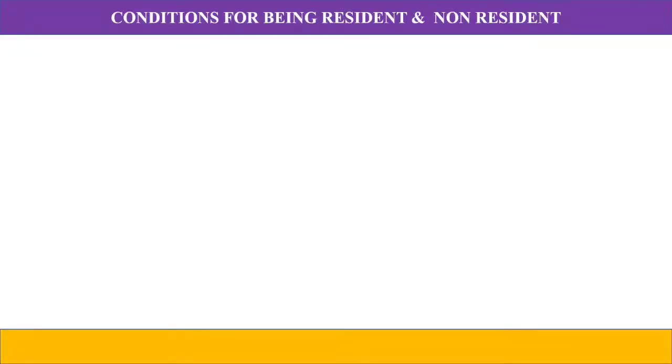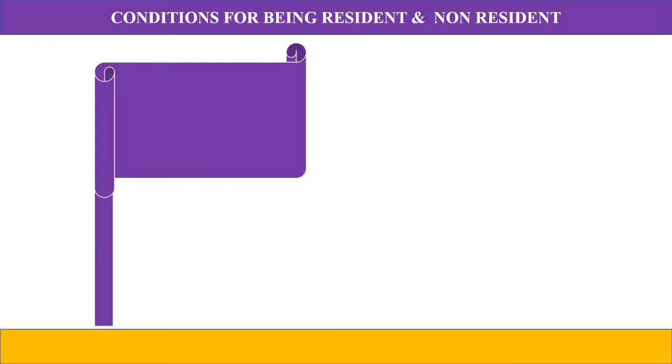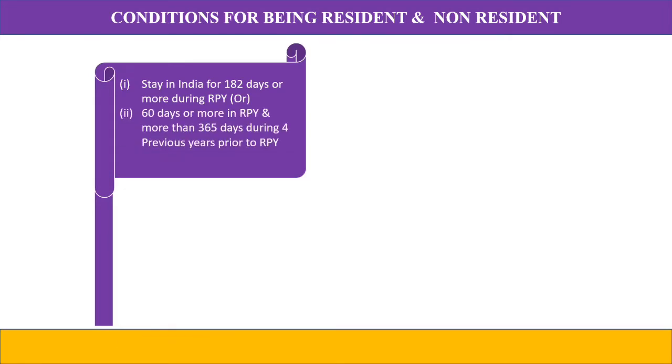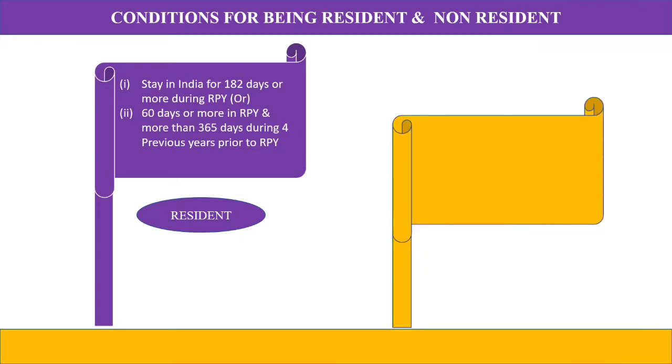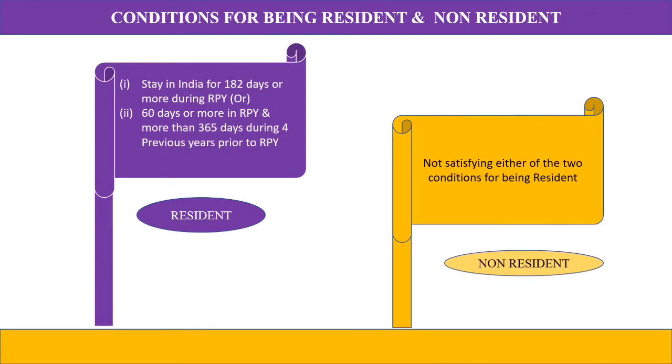For being resident, an individual has to satisfy either of the 2 conditions, namely, number 1, he should have stayed in India for a period of 182 days or more during the relevant previous year, or he should have stayed in India for a period of 60 days or more during the relevant previous year and 365 days or more during the period of 4 previous years prior to the relevant previous year. When he does not satisfy either of the 2 conditions, then his position is non-resident.